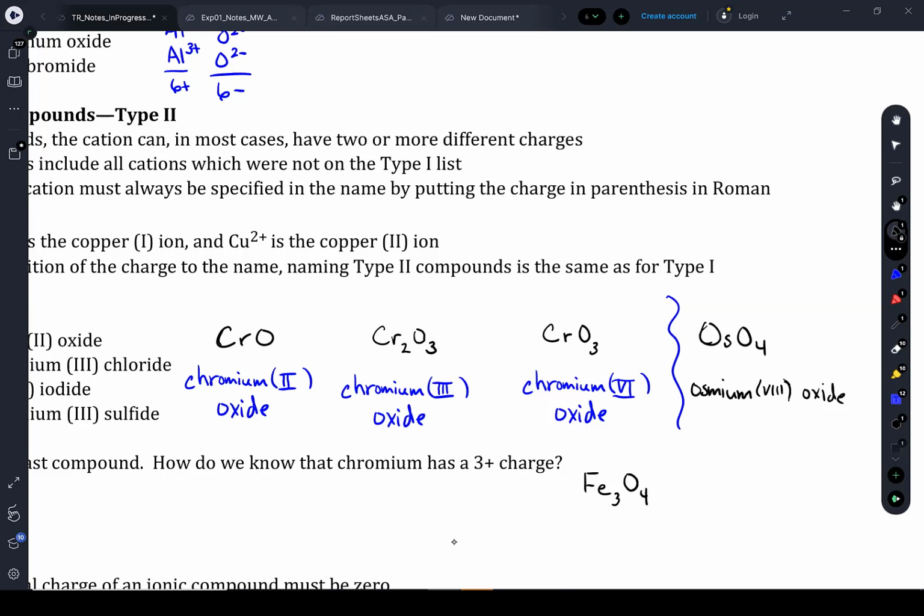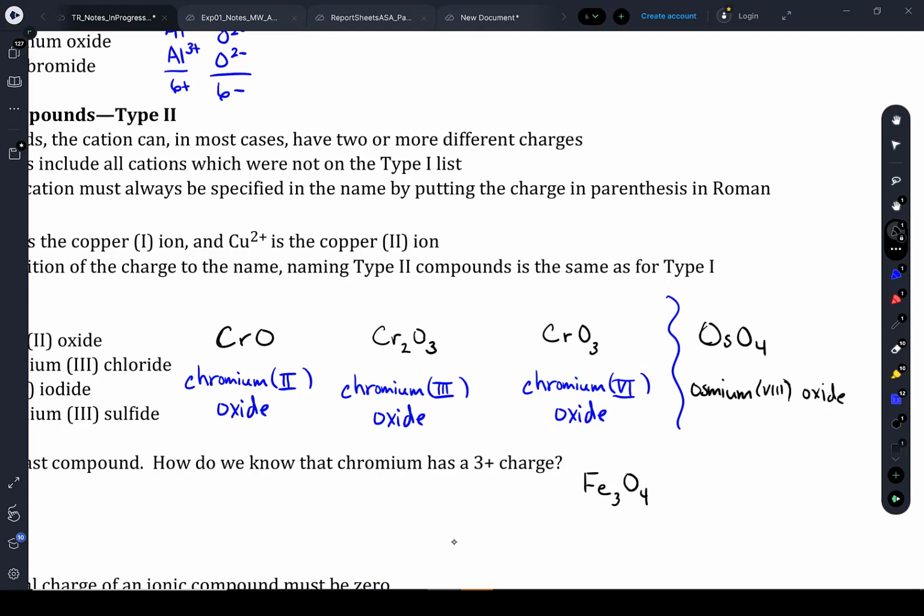What are the charges on the iron? The total negative is 4, right? I'm sorry, 8, -8, right? 8 divided by 3 is 8/3. So the temptation is to call this iron 8/3 oxide, but that can't work because charges must be whole numbers.